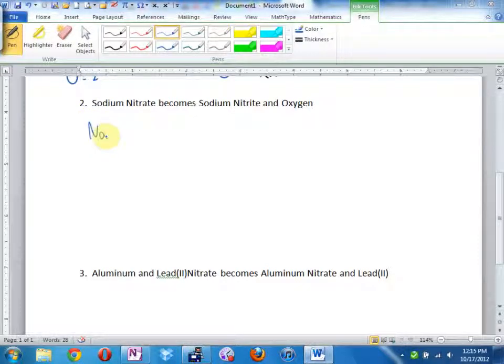Nitrate is from the back of your sheet. NO3, and I'll put it in brackets for now. Now, we can't stop here. We have to make sure we have the subscripts correct. So let's go off in the margin. How about right here? I'm going to write down Na. What's the charge on Na? I'm going to crisscross. 1. I'm going to write NO3.